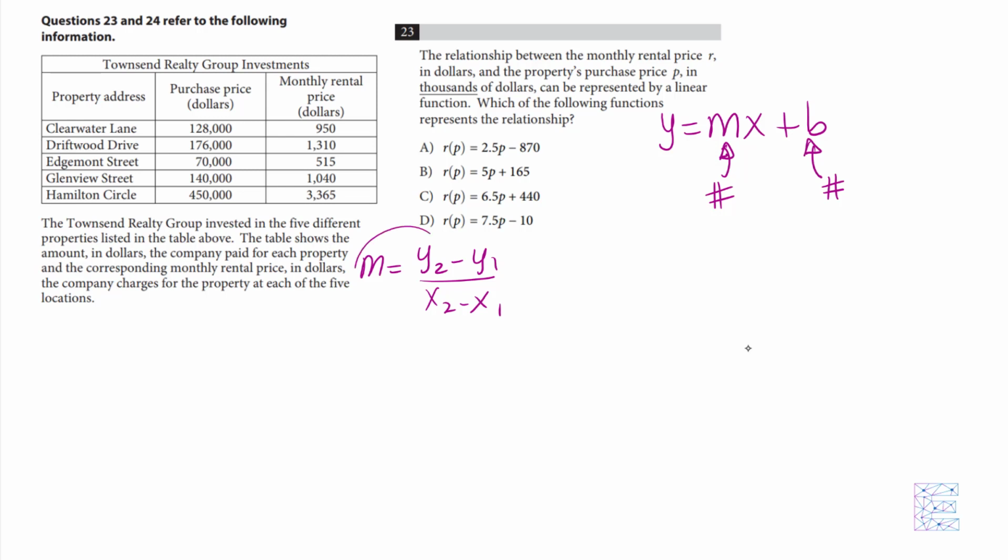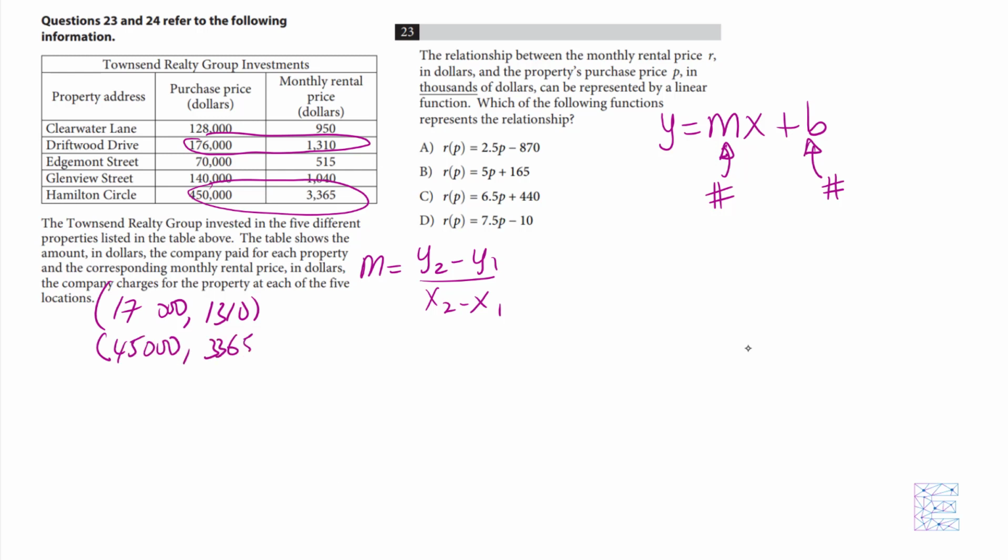So if you're going to use this formula to find slope, we need ordered pairs. And we can pick any pair that we want from this. I'm just going to randomly go with the Driftwood, and let's go with maybe Hamilton Circle. So the first pair is 176,000, comma, 1,310. That's our first ordered pair. Our second ordered pair, we can go with 450,000 and 3,365.